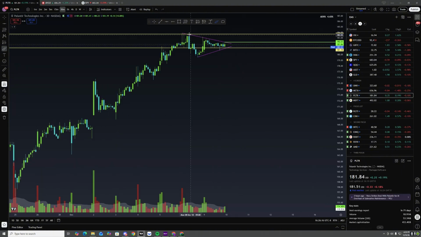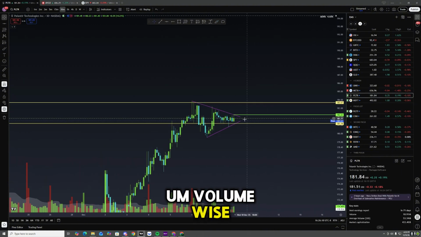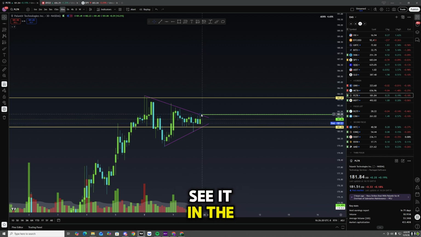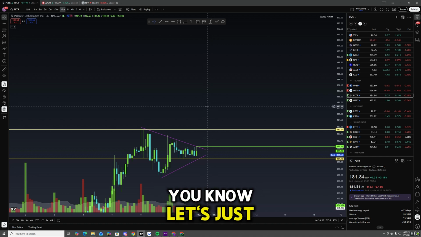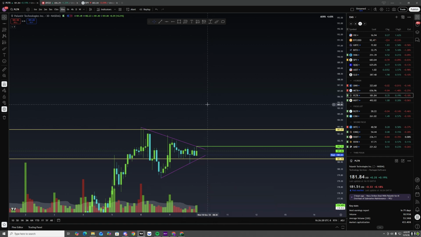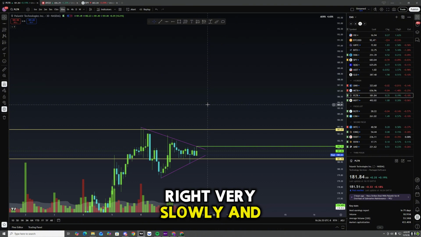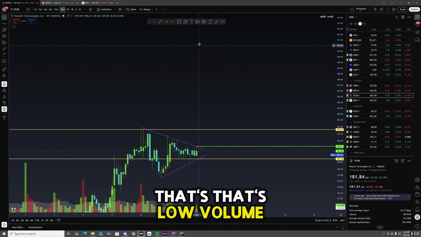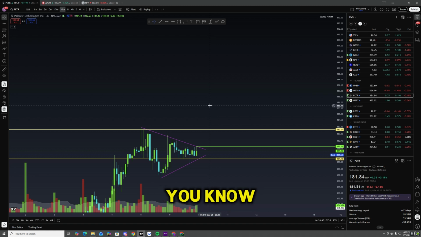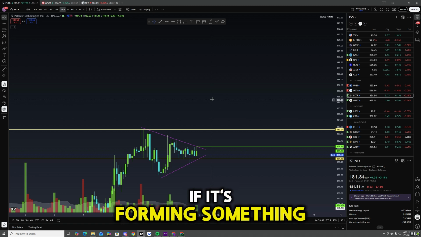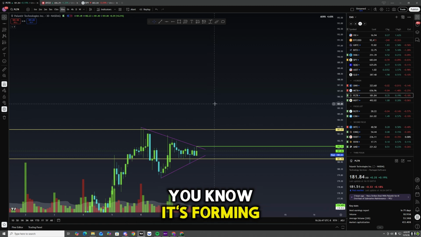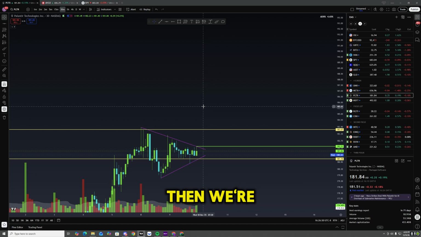And volume wise, you are able to see it in the candle, right? So let's just pretend my cursor is the candle. If the candle is moving like this, very slowly and not really moving, that's low volume, right? But if the candle is moving very quickly like this, if it's forming something like this, especially to the upside, then we're having high volume, okay?